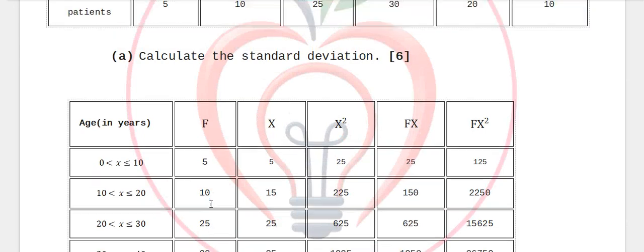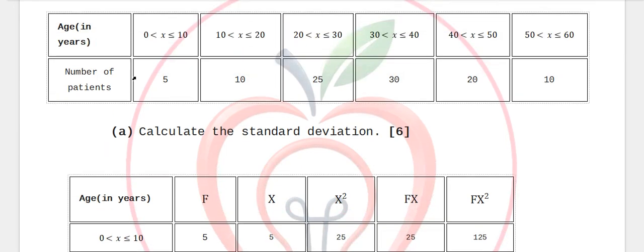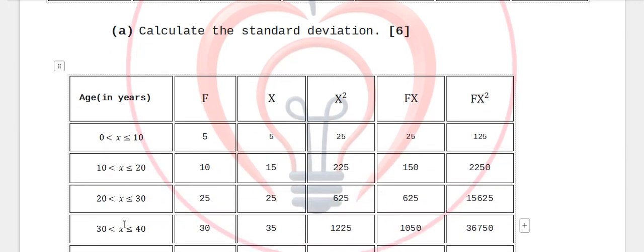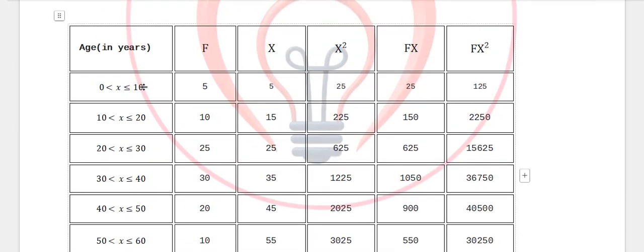That is where this table comes in. First of all, we need to draw the table. It needs to contain an age, x, f, fx, x squared, fx squared. Why? You see, the ages here are just organized in this kind of direction. And the f represents the frequency, or in this case the number of patients that were at that facility.